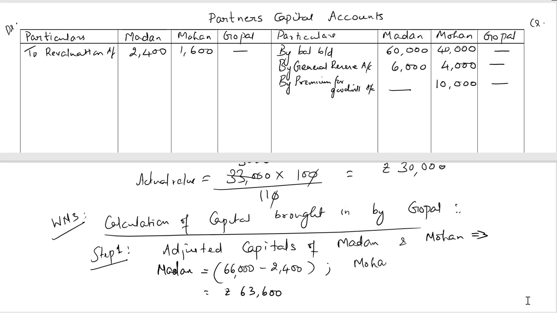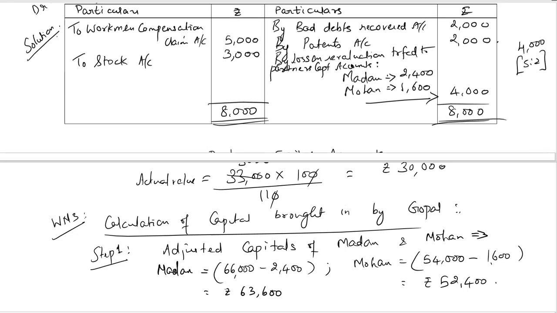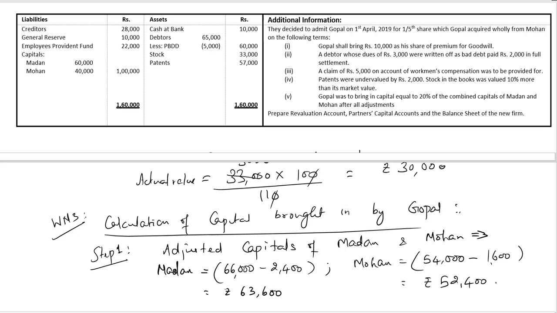Mohan's adjusted capital, the total of the credit side is 54,000 rupees minus the total of the debit side 1,600 rupees. So adjusted capital for Mohan is 52,400 rupees. Now, as per the question, in the 5th point it says Gopal was to bring in capital equal to 20% of the combined capitals of Madan and Mohan after all adjustments.